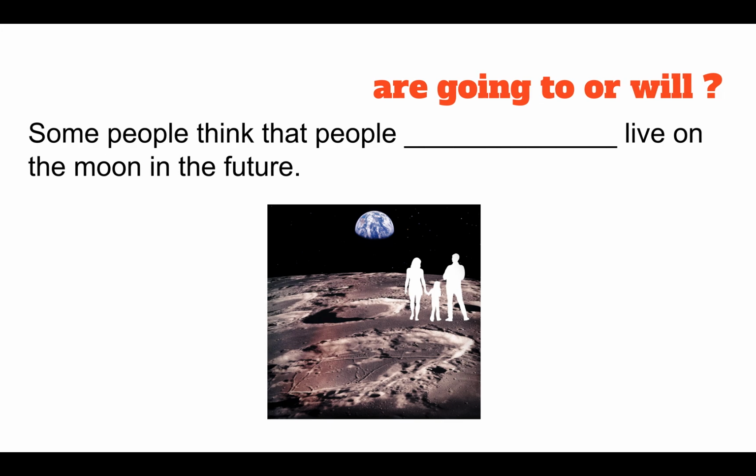And now let's look at these sentences again. Let's check your answers and give explanations. Some people think that people will live on the moon in the future. It's their opinion, their belief. That's why we use will.